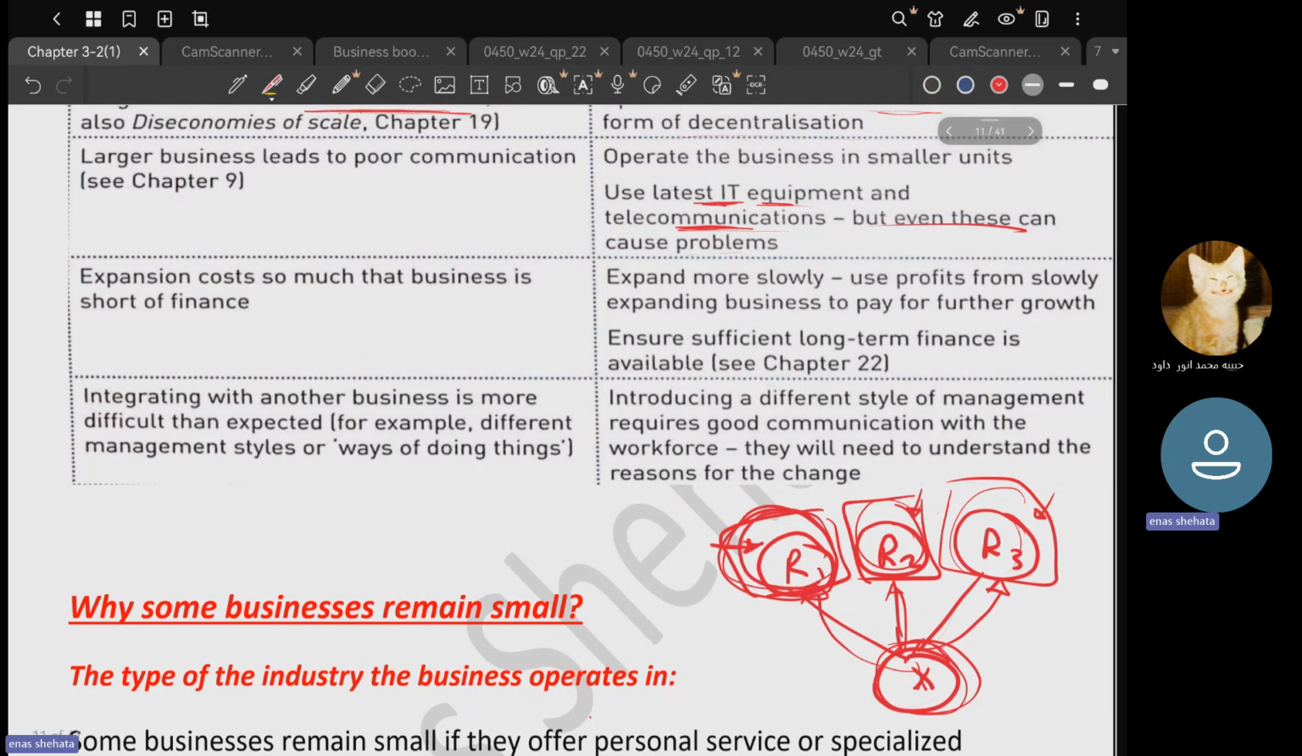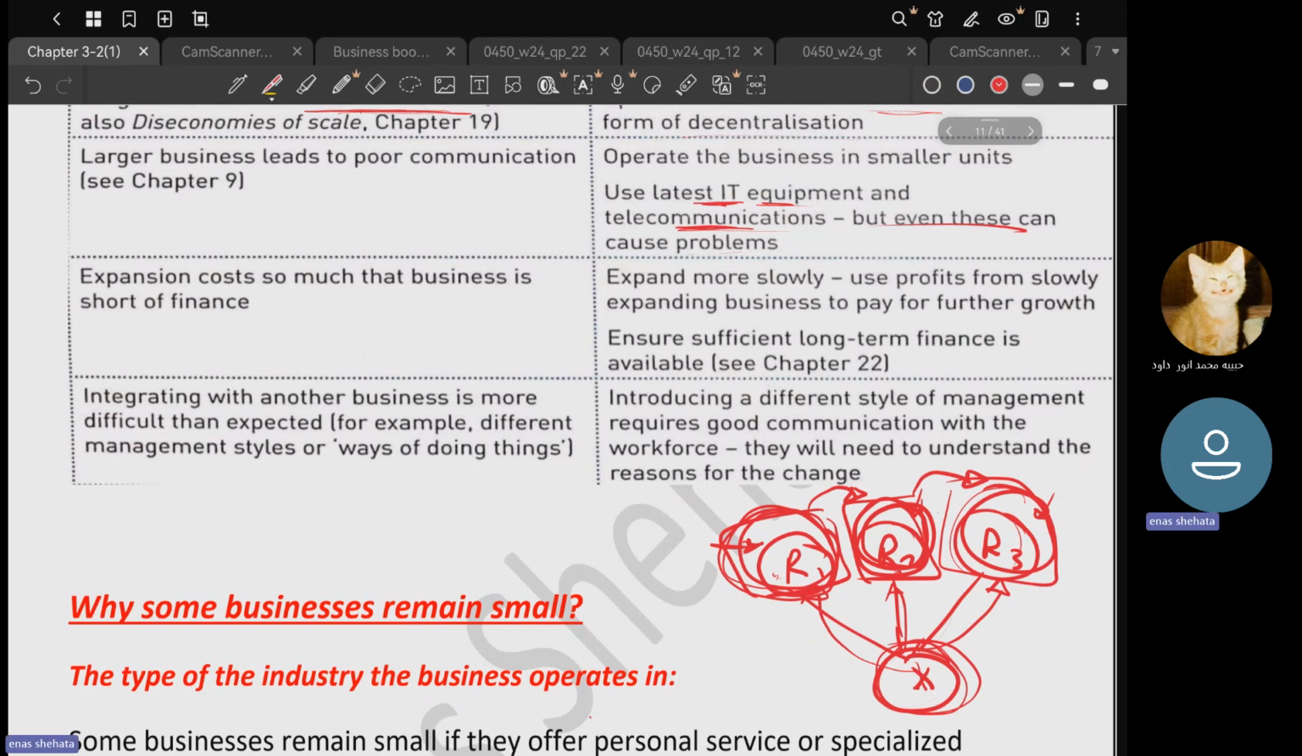Take one of them first and use the profits that you gained from the first expansion to buy the other expansion, and wait till you make profit here and then buy the other or make another expansion. So expand more slowly. Use profit from slowly expanding business to pay for further growth. Ensure sufficient long-term finance is available.